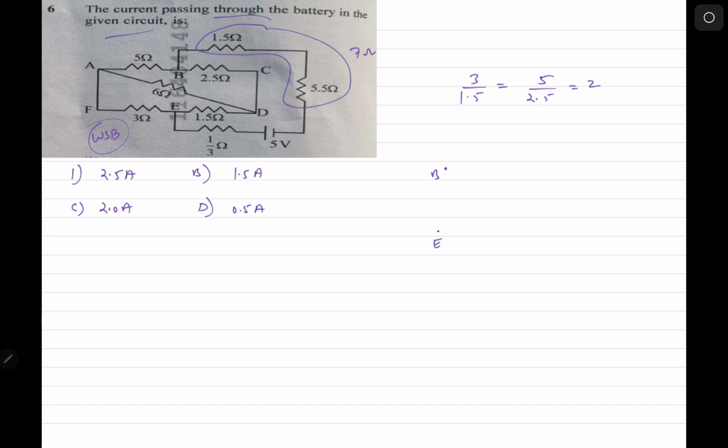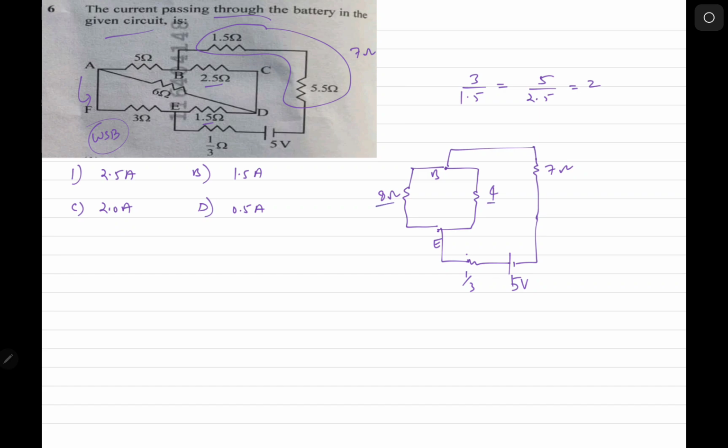So from B, C, D, E, these 2.5 and 1.5 will come in series, right? And makes it 4. Okay, now from B, A, F, E, this side, 5 and 3 are in series, which makes 8. And here we have 7, and this side we have 1 by 3 and then battery. Okay, so this is kind of an equivalent diagram.